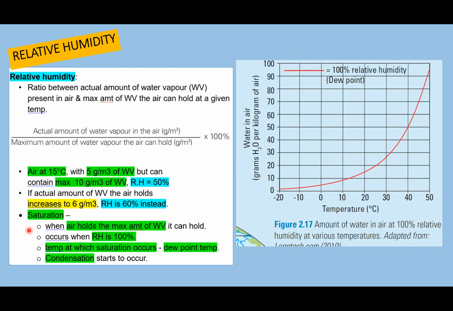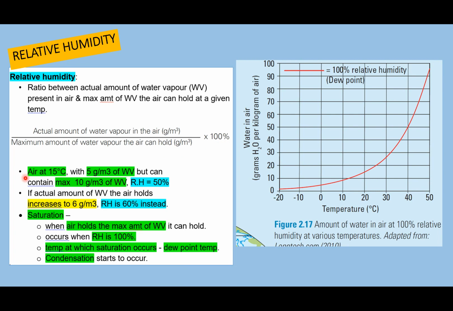Relative humidity. The ratio between the actual amount of water vapor present in the air and the maximum amount of water vapor the air can hold at a given temperature. So the formula will be: relative humidity is the actual amount of water vapor in the air over the maximum amount of water vapor the air can hold, times 100%.